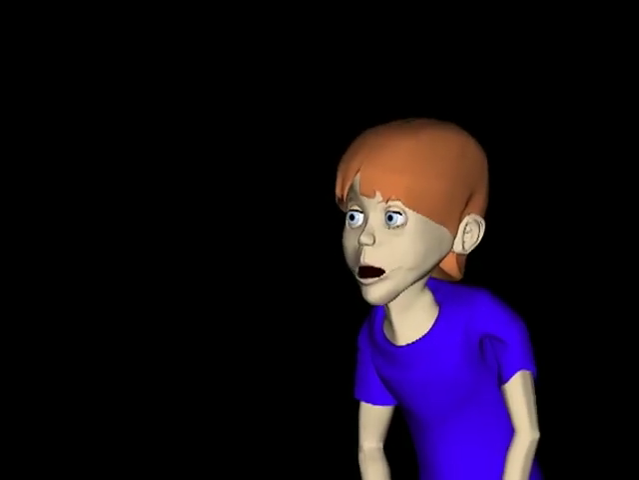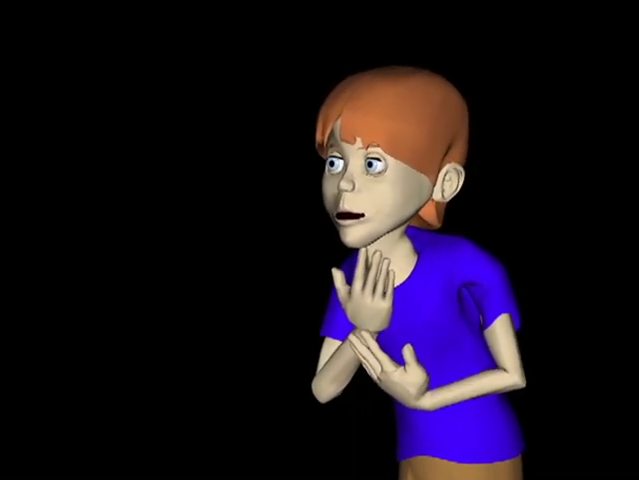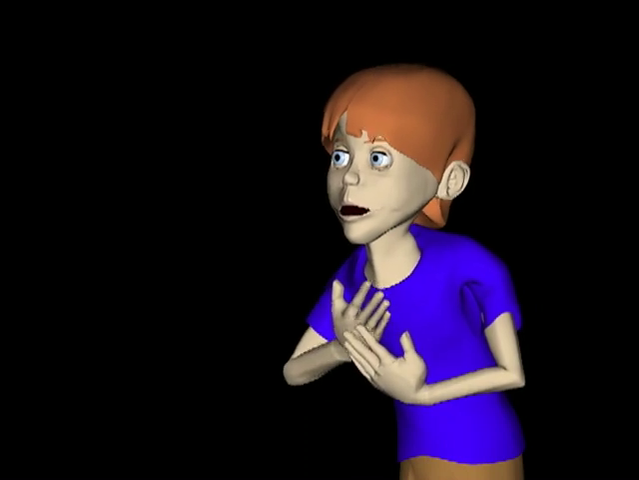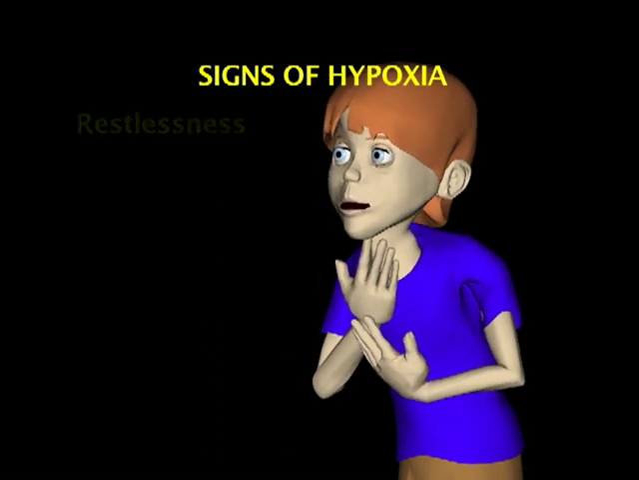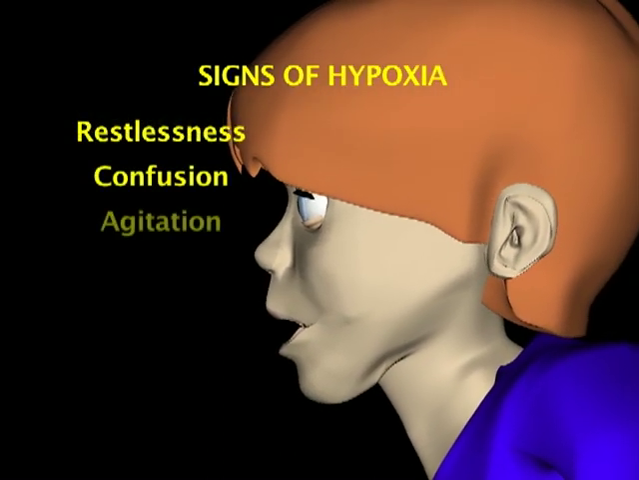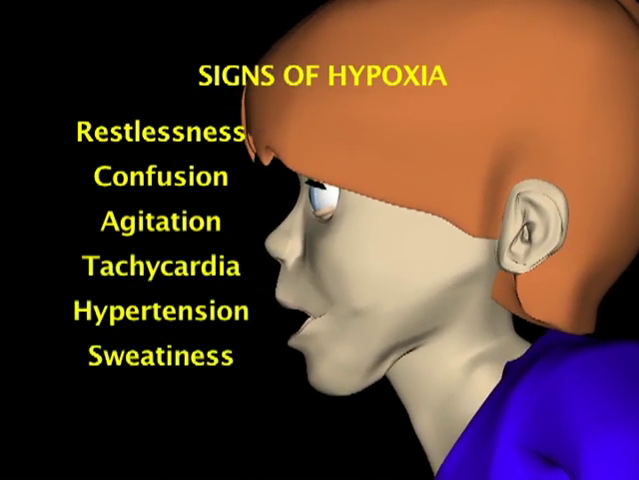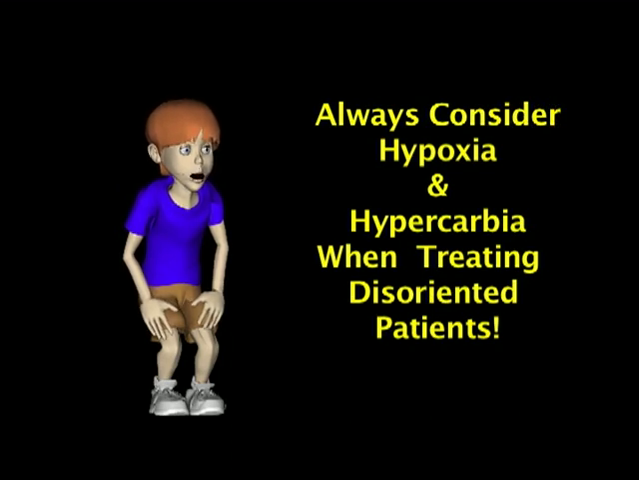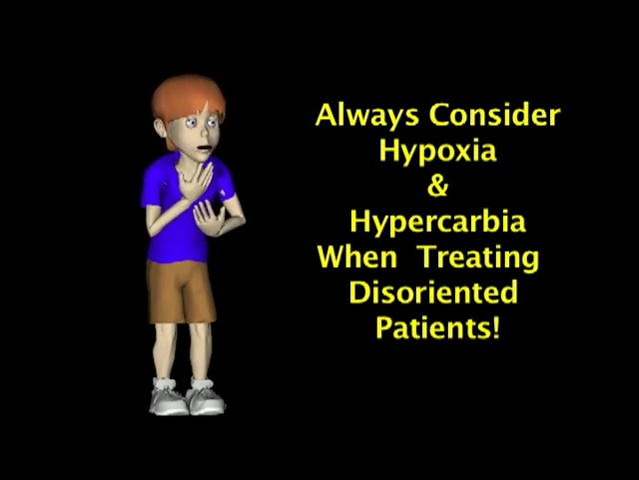When hypoxia is present, the conscious patient with respiratory distress usually exhibits air hunger. He or she appears anxious and breathes rapidly and deeply. Nonspecific signs of hypoxia and poor ventilation include restlessness, confusion, agitation, tachycardia, hypertension, or sweatiness. Unfortunately, it's easy to be fooled into treating disorientation caused by hypoxia or hypercarbia with sedative medications and unintentionally precipitate respiratory decompensation. Always consider hypoxia and hypercarbia when treating disoriented patients.